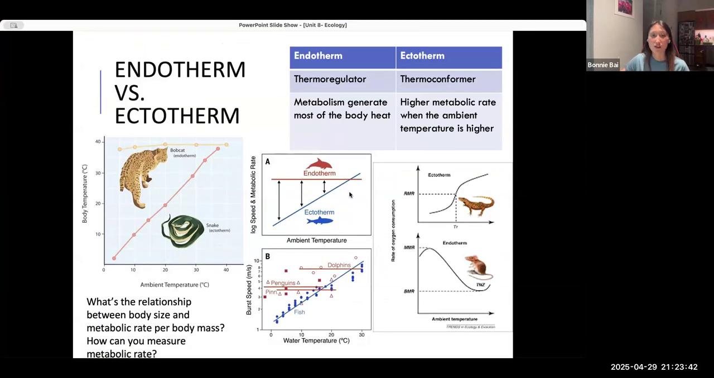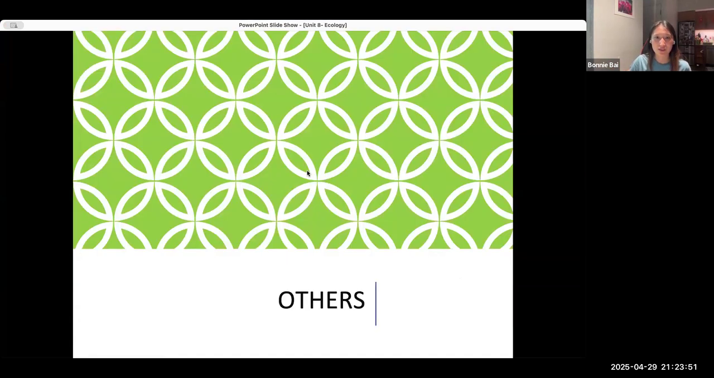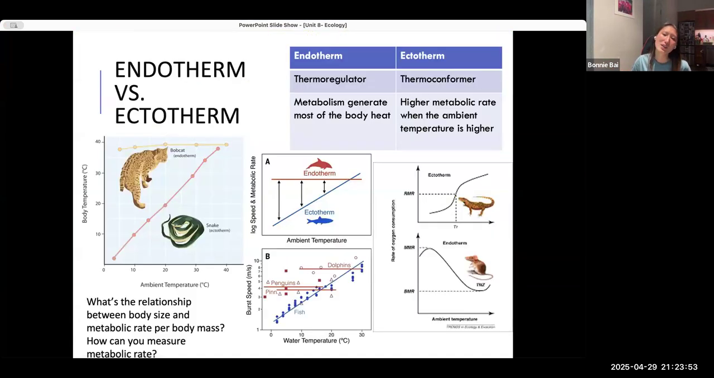Okay, so for the endotherm and ectotherm, I think it skipped through this page somehow. We skipped too many pages. This is the page I want to show you. You can see how for the endotherms, the body temperature versus the ambient, or environmental, temperature is stable overall, despite the temperature changing in the environment.